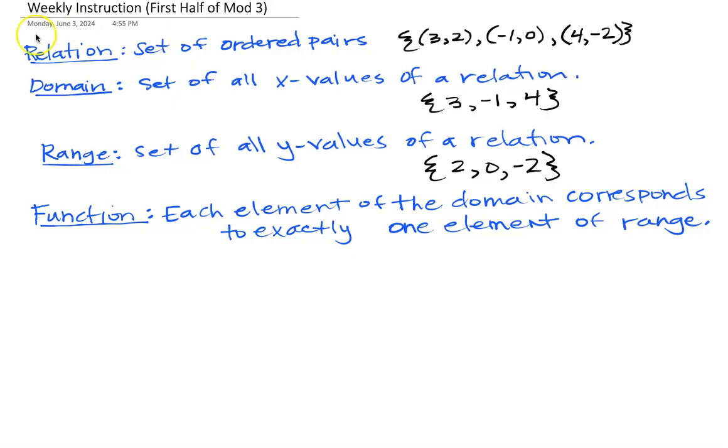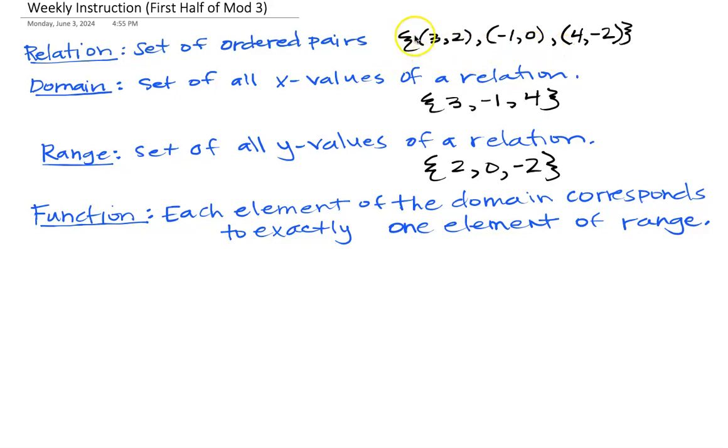So let's talk about a relation first of all. A mathematical relation is just a set of ordered pairs. In this relation, it's only made up of 3 different points, right? And the points are (3, 2), (-1, 0), and (4, -2). Those are the only 3 points in this relation. All right, now the domain of that relation is the set of all the x values of the relation.